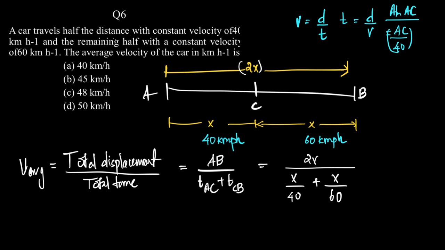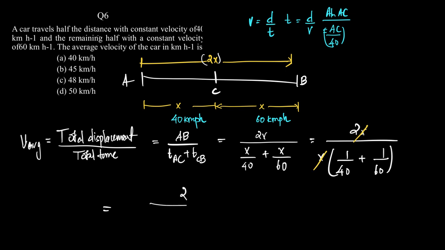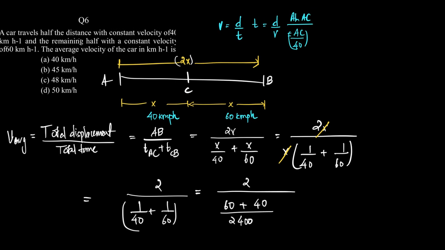Okay. In which case, we can further say that this is equal to 2x the whole upon. I'll take x as common from the denominator. So what do we get? 1 by 40 plus 1 by 60. This is further equal to, now x and x will cancel off. What do we get? 2 the whole upon 1 upon 40 plus 1 upon 60. This will further be equal to 2 the whole upon 60 plus 40 the whole upon 2400, which will be equal to 2 into 2400 the whole upon 100. So these two zeros will cancel off and we'll get the final answer as 48 kilometer per hour.